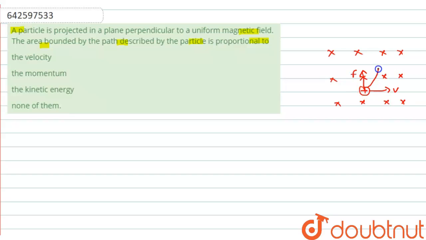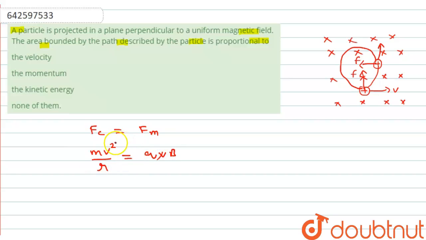So the motion of the particle will be like this, and at this point the velocity v will be in this direction and the force will be in this direction. Due to this effect, it will move in a circular path. So for moving in a circular path, the centripetal force will be equal to the magnetic force. So we can write that mv square divided by r will be equal to qvB. After simplification, we will write that r is equal to mv upon qB.